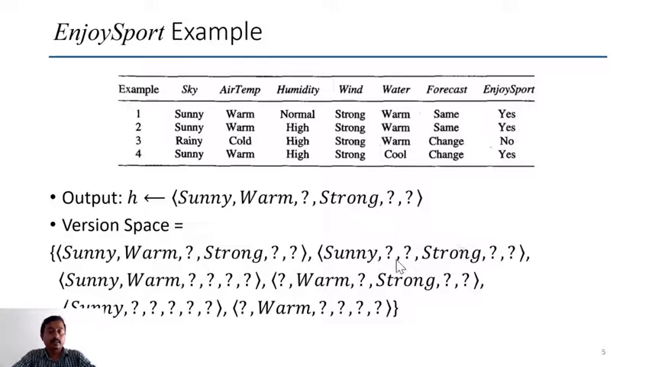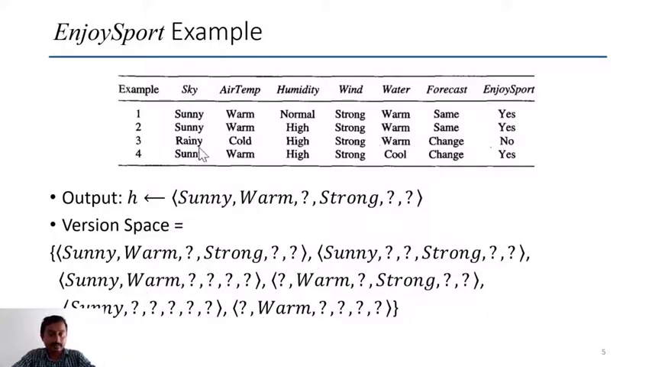Then the second hypothesis: instead of warm we have a question mark, which is more general than this hypothesis. So example 1 will be consistent with this second hypothesis. Then the third one, again it is more general, so example 1 will be consistent with this one also. Again this is more general, so it will be consistent with this hypothesis also, and again it is true for these two hypotheses also. So all the training examples are consistent with this version space.